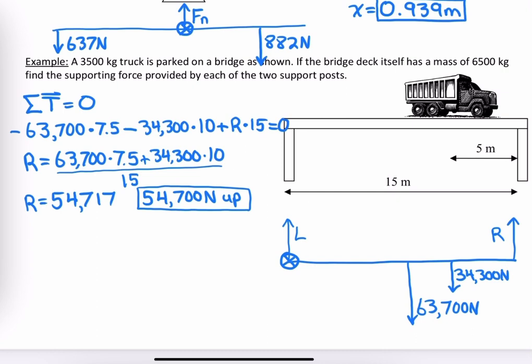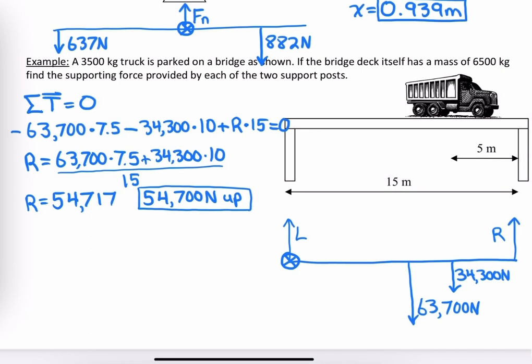However, I want to remind you guys that when something's in equilibrium, it's not just in rotational equilibrium, it's in translational equilibrium as well. So the sum of the torques being equal to 0 is not the only information we have available to us. We also know the sum of the forces is 0. So another way we can solve this problem is to look at the forces.